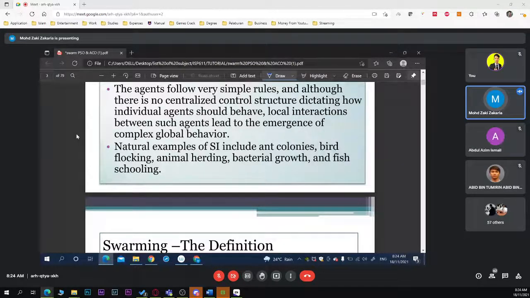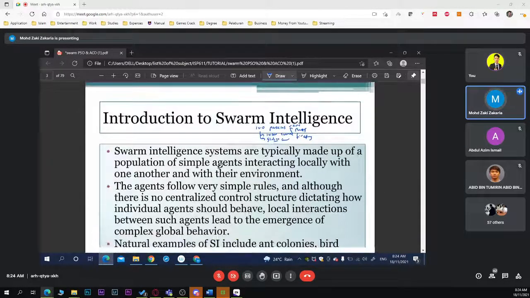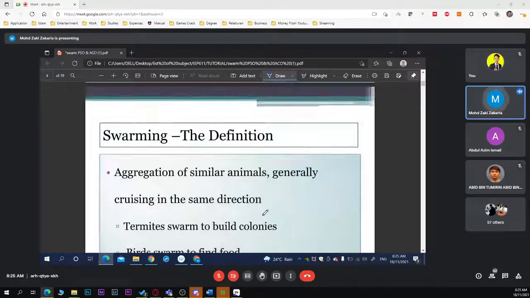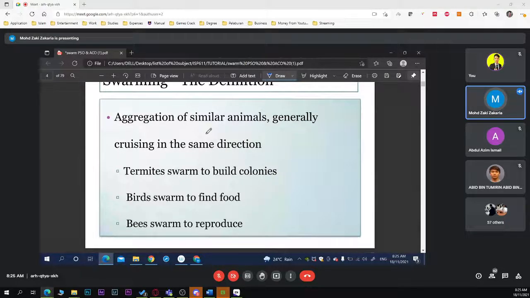And then a natural example of SI. SI stands for swarm intelligence. Swarm intelligence includes ant colony, bird flocking, animal herding, bacterial growth, and fish schooling. This is the example of swarm intelligence. Okay, the definition of swarming: aggregation of similar animals generally cruising in the same direction, for example termites, birds, bees, and so on.